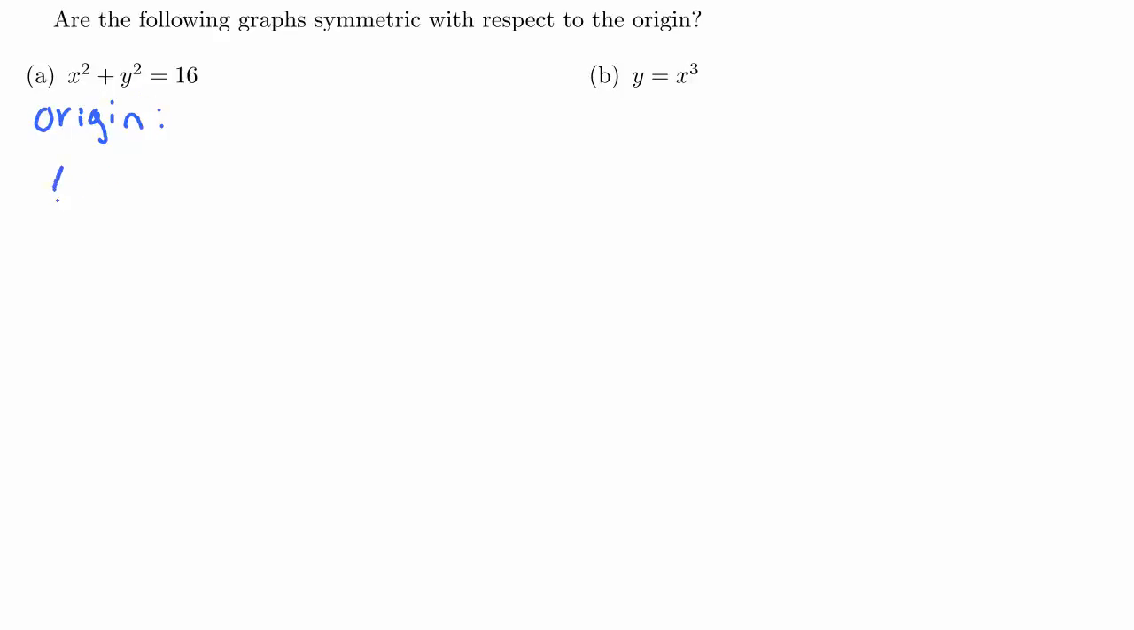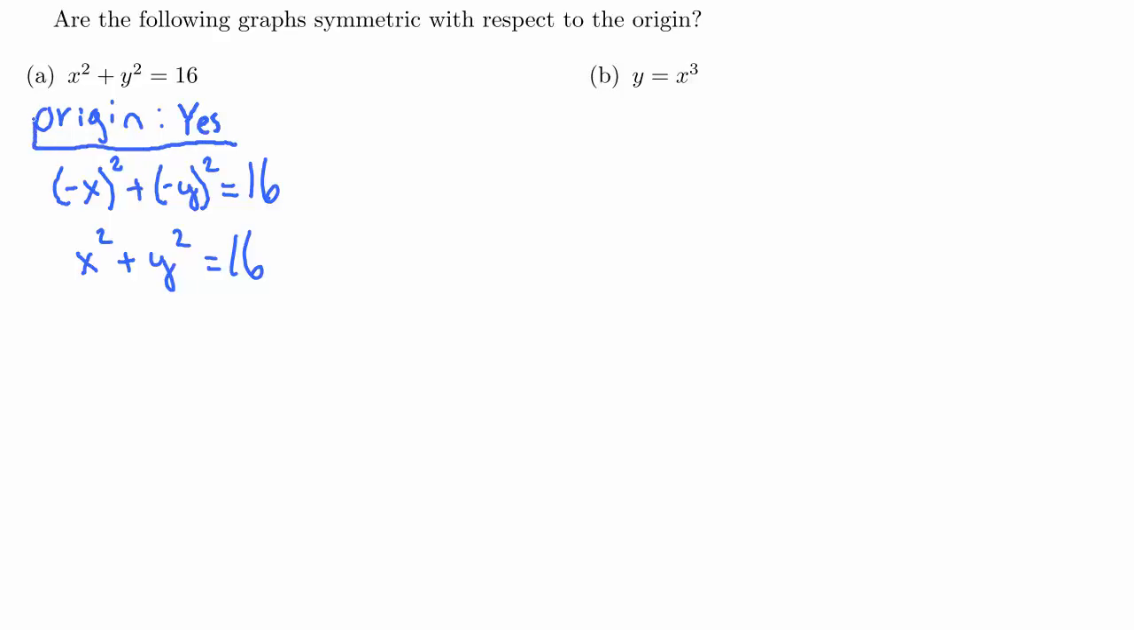So when I do that, that gives me negative x squared plus negative y squared equals 16. When I simplify, that gives me x squared plus y squared equals 16. And this is the same as the original equation. Therefore, yes, this does have origin symmetry.